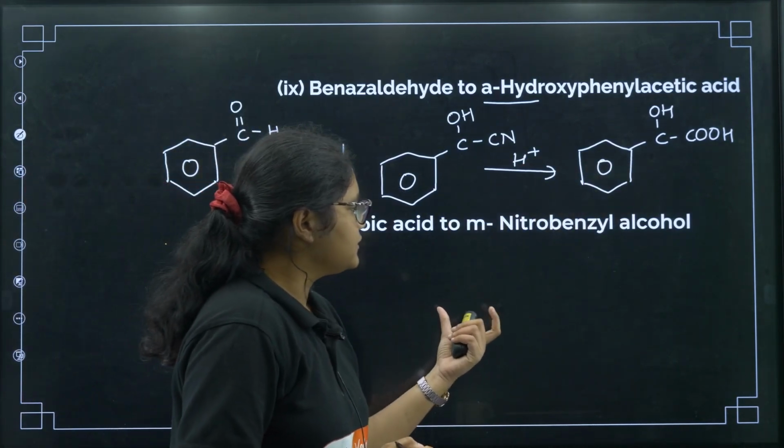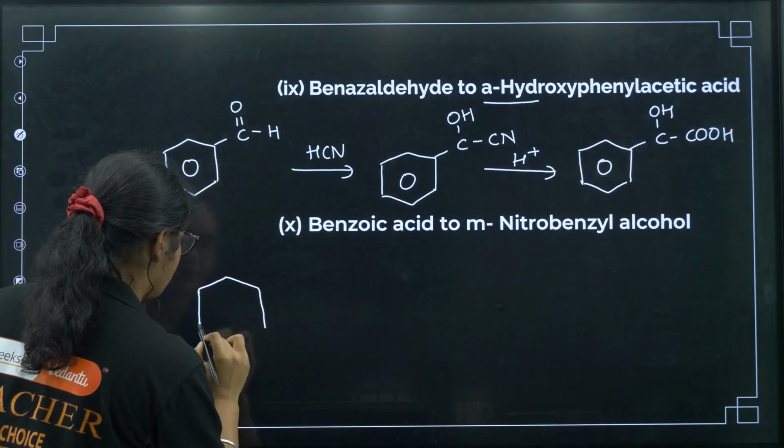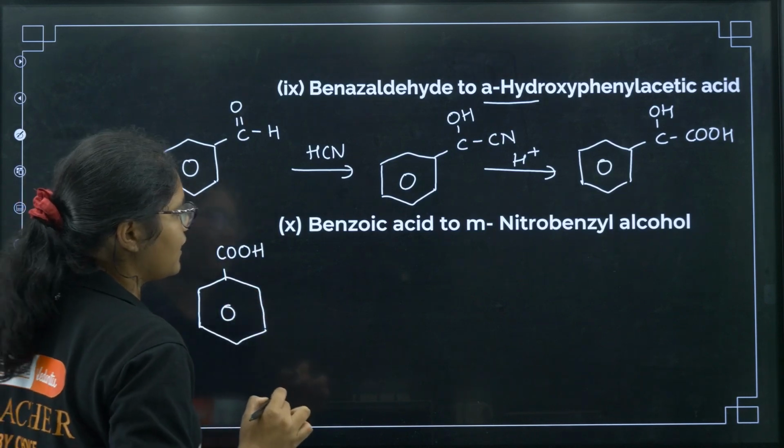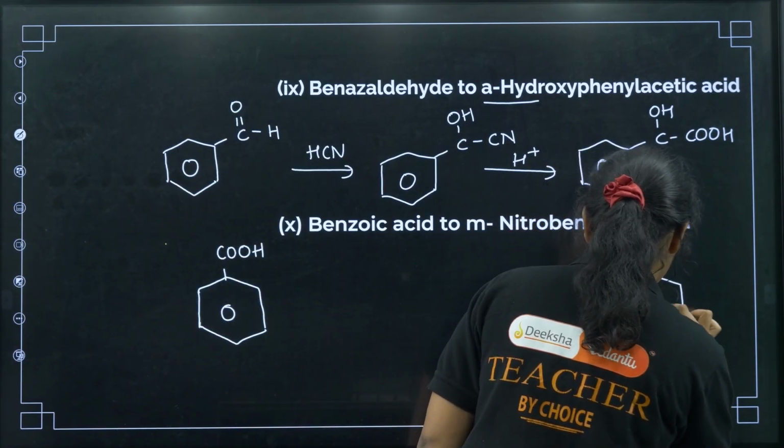Next, benzoic acid to metanitrobenzyl alcohol. So this is also very simple. You have benzoic acid, and you have here metanitrobenzyl alcohol.